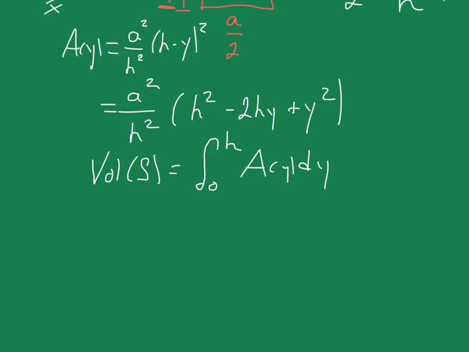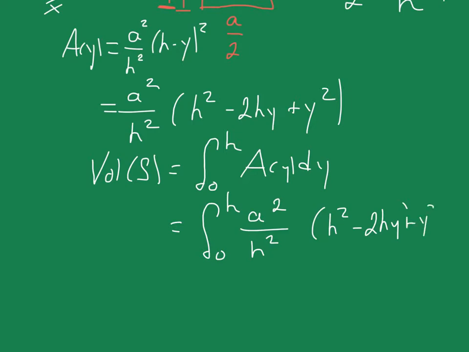All right, so the volume is equal to the integral from 0 to h, as we have up above, A of y is equal to a squared over h squared times h squared minus 2hy plus y squared, dy. Right? So what's this equal to?